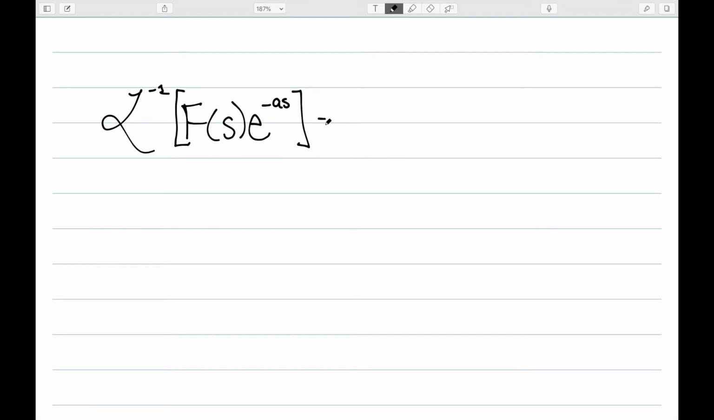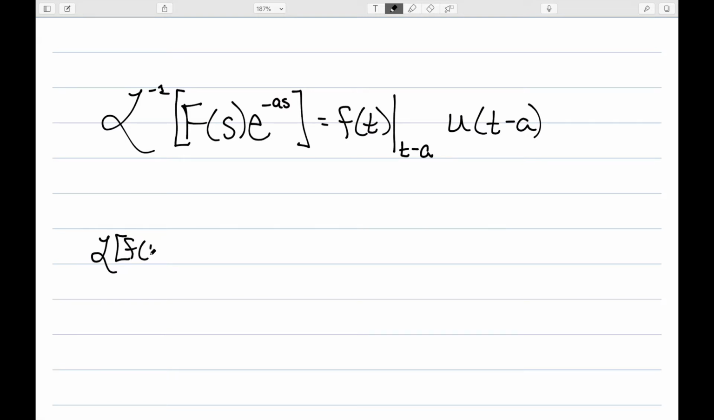In the last video, I looked at taking the Laplace transform of these discontinuous functions using the step function and the window function. Now I want to look at taking the inverse transform. So we have the inverse transform of capital F of s e to the minus as is little f of t evaluated at t minus a times u of t minus a. And in this case, the transform of little f of t is capital F of s.